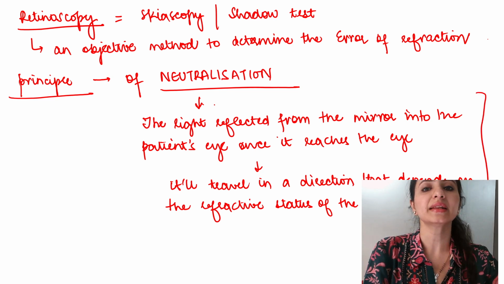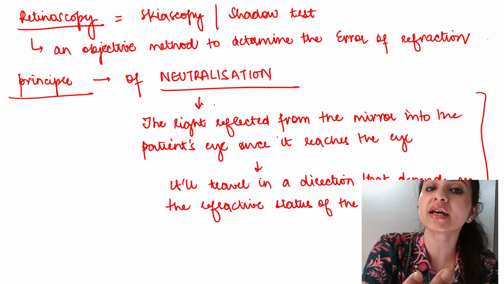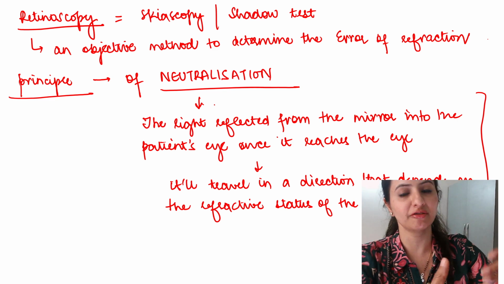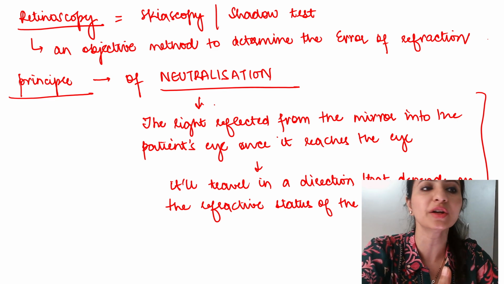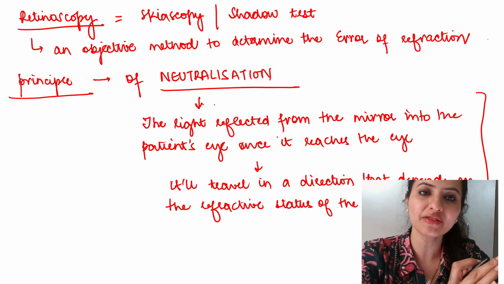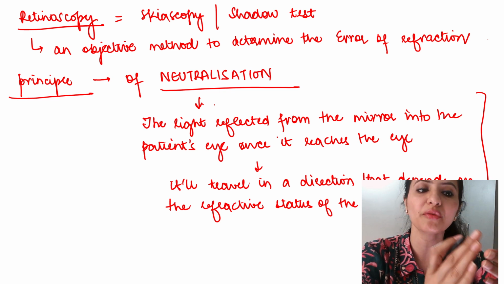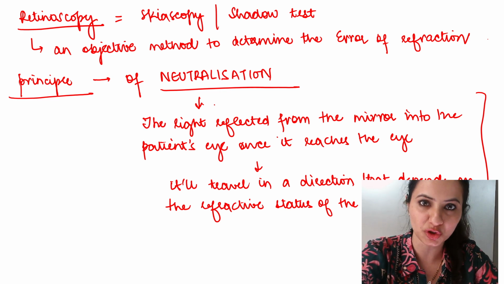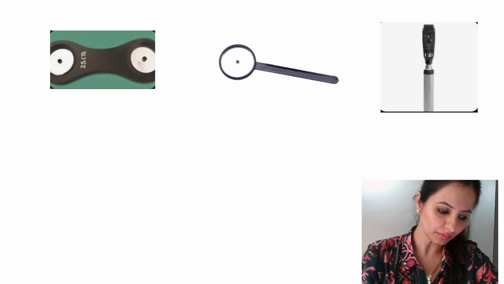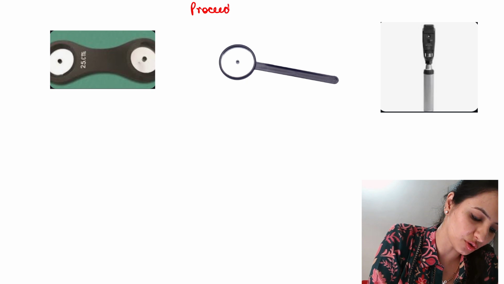This means that the principle of neutralization states that the movement of the red reflex. Now, what is red reflex? It is basically the glow that you are getting from the fundus of the patient. So, this red reflex, the movement of this red reflex, will depend on whether the patient is emmetropic, myopic or hypermetropic. Now, what is the procedure of retinoscopy?